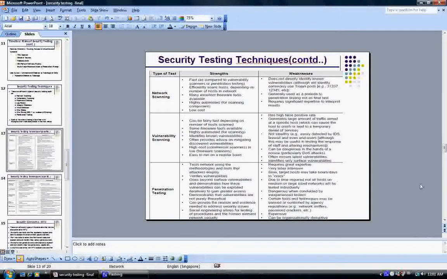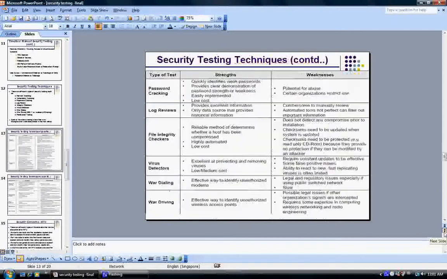However, the weaknesses are that it requires greater expertise, is very labor intensive, and is dangerous when conducted by inexperienced testers. Also it's very expensive. You always know the quality comes with the price. So penetration testing is quite good, however you need to understand that it's quite expensive.